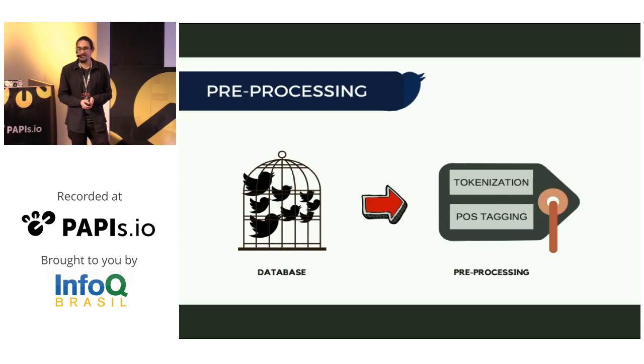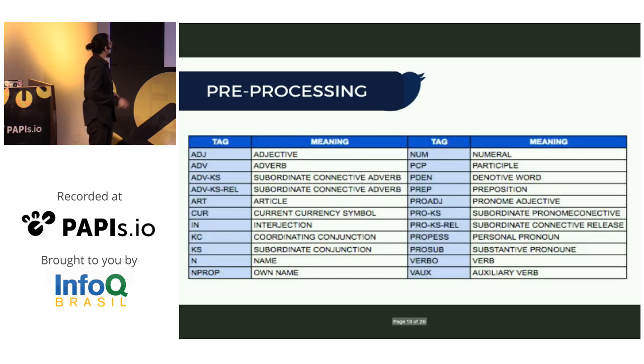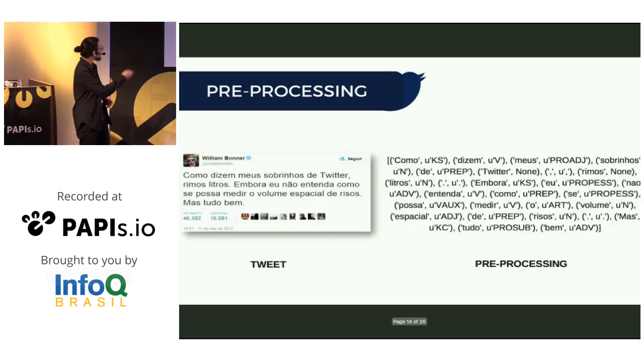Yeah, it's a little bit crazy, right? Remember, he did it manually, okay? So we keep on using this because it's a very difficult task. And then we have this. So I have adjectives, adverbs, subordinative connective adverbs, subordinative articles, current currency symbols, etc. Every one of them is treated as a meta attribute.